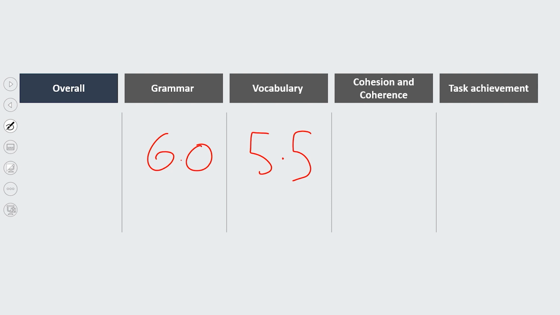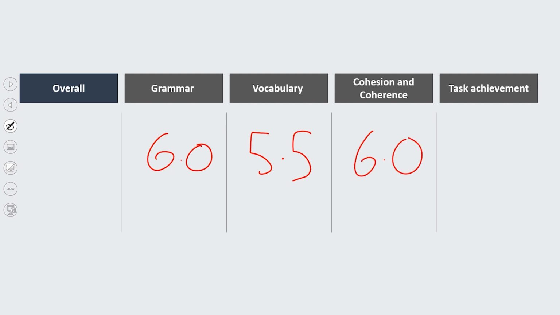In terms of coherence and cohesion, they paragraphed well. They gave their opinion in the introduction. Their opinion in their introduction was the same as their opinion in their conclusion. There was a nice build to it. There was linking. The information was sequenced logically. So I would give an overall 6 for that.